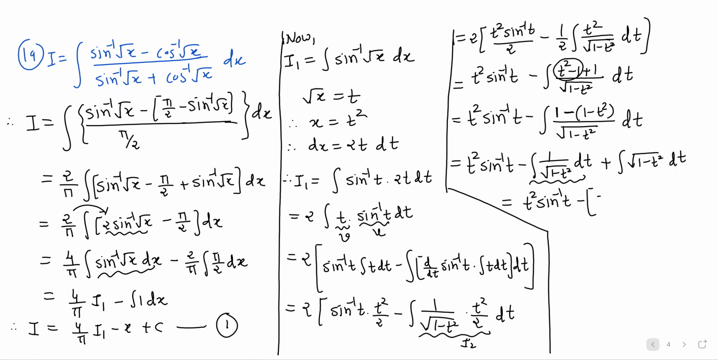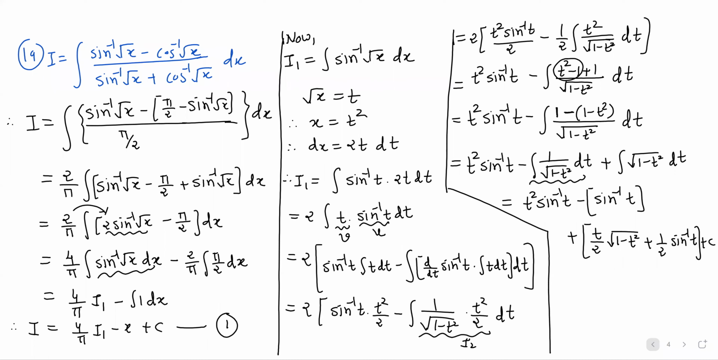Sin inverse, what will come for us? t plus sin inverse t. Now integration of under root 1 minus t square. So it becomes t by 2 under root 1 minus t square plus 1 upon 2 sin inverse t plus c.